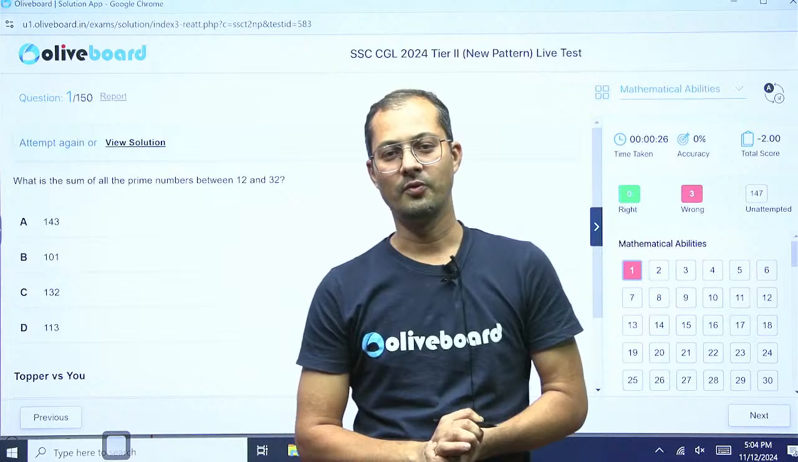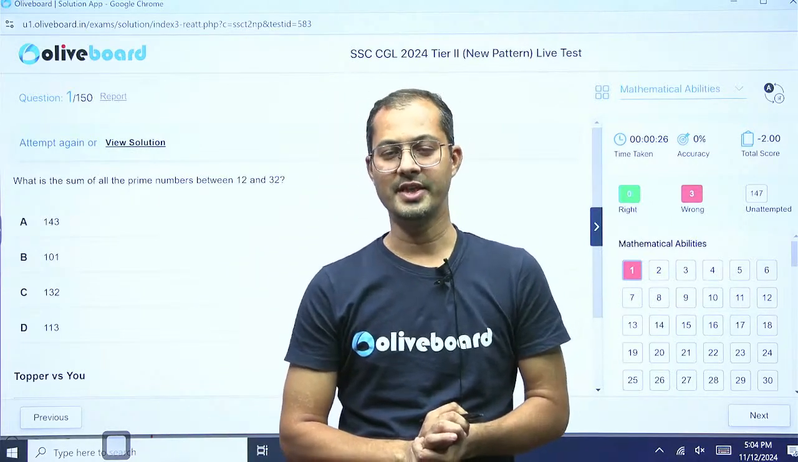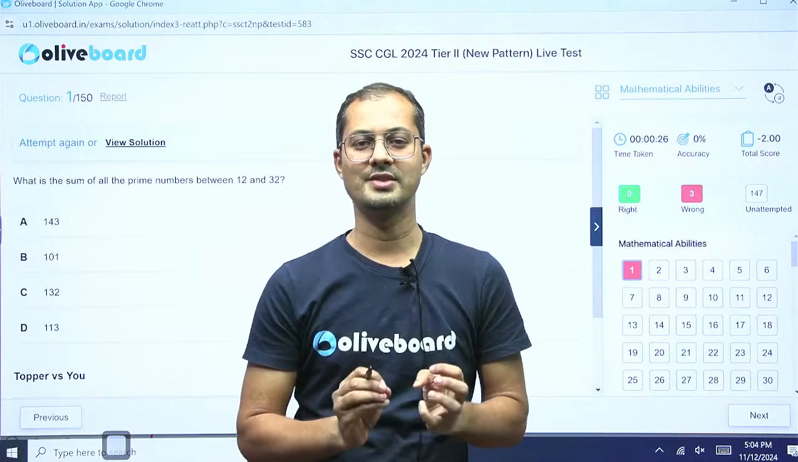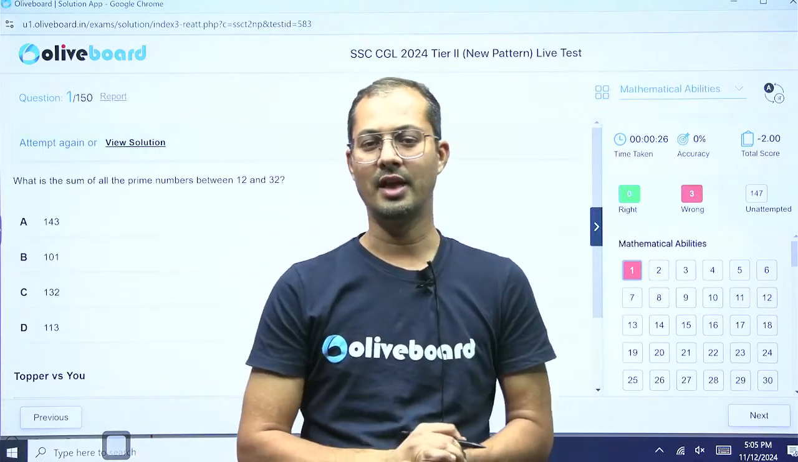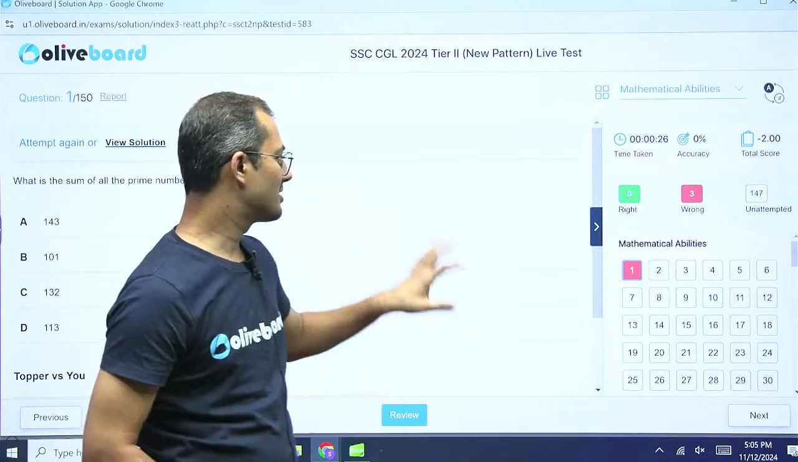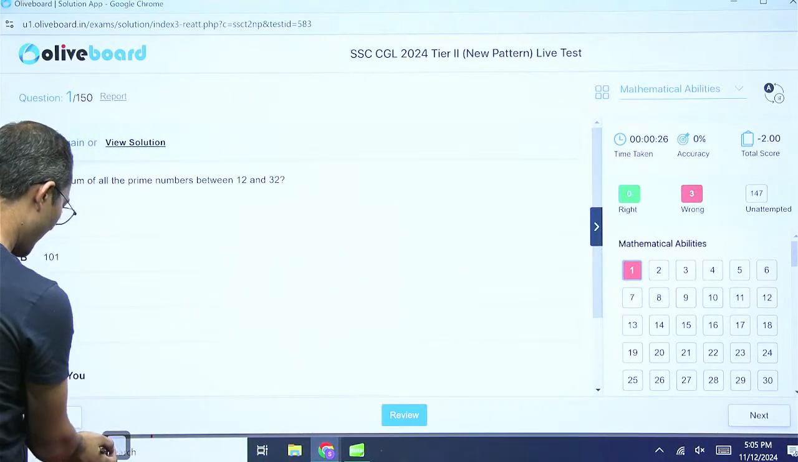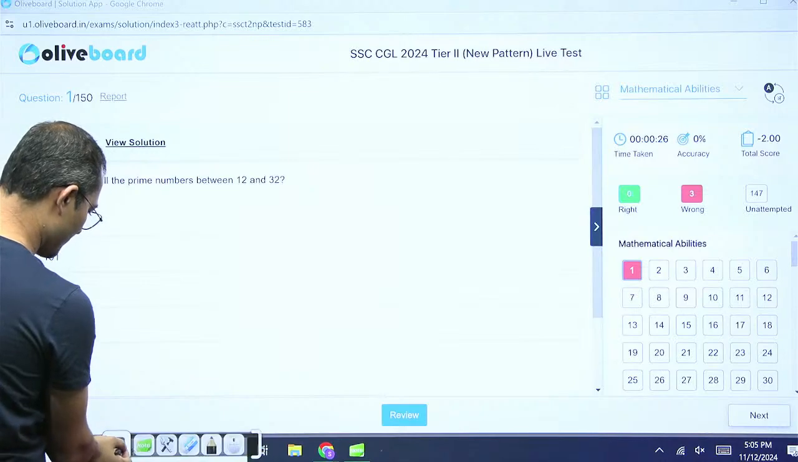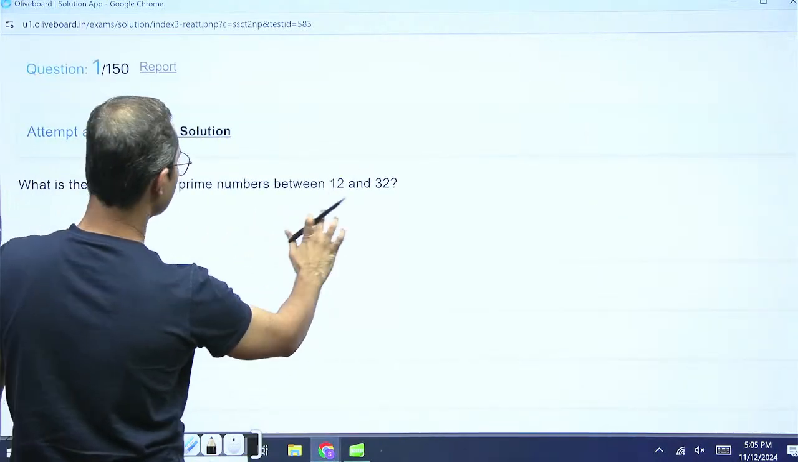So today we are going to discuss the live mock Tier 2 solution for the quant section, right? Probably you took this test last weekend, and this is the all India live mock test solution. So the first question is on your screen. Please tell me what is the answer for this question. Yes, please. I am making it large for you.